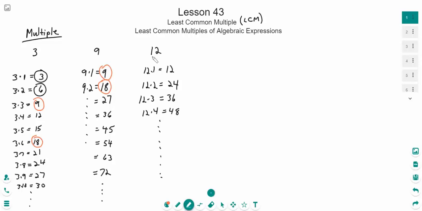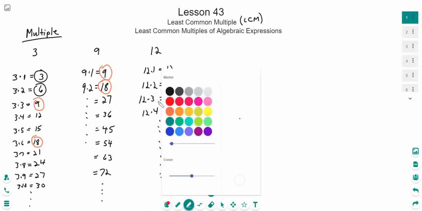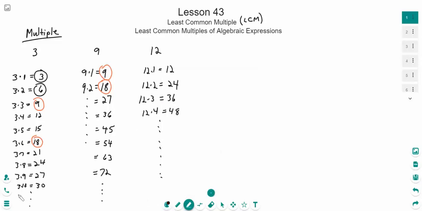But again, 12 does not have a multiple of 18. So then we keep moving on, and eventually we get to this 20. Let's see. Well, actually, we have to go even one more here. Let's go 3 times 11 is 33. Oh my goodness, 3 times 12 is 36. And we have to get to that one. So if we keep going, we eventually hit this 36 right here.